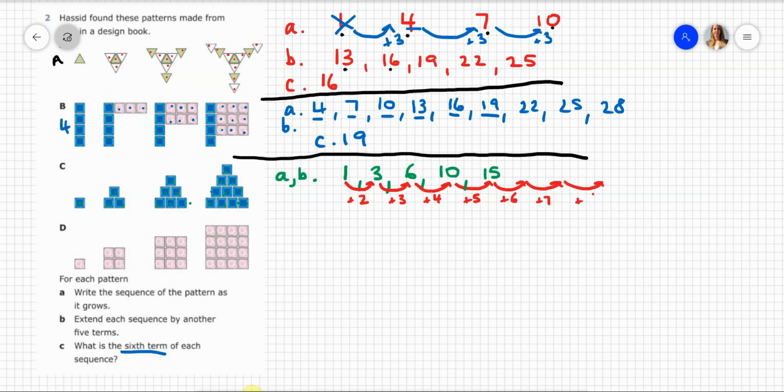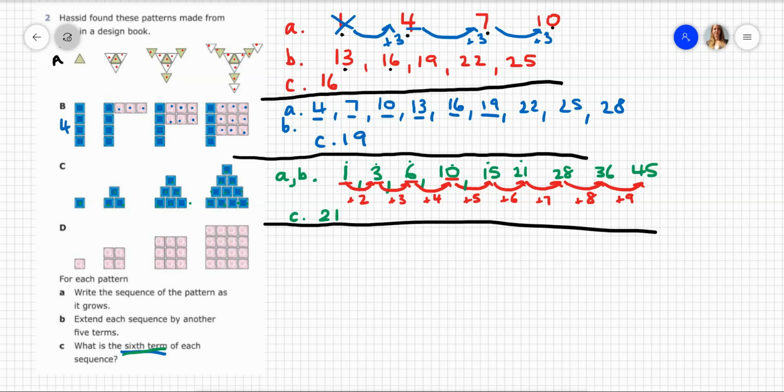Add 8. So we've started off with these 4, and I need to do 5 more. So 15, 21, 28, 36, and then I need to add 9 to get 45. And then for part C, what is the 6th term? 1, 2, 3, 4, 5, 6. 6th term is 21.